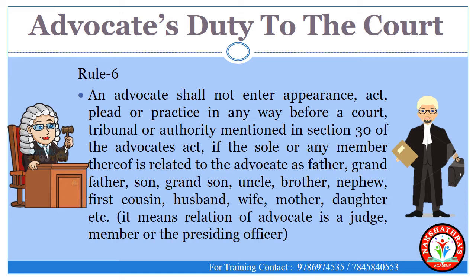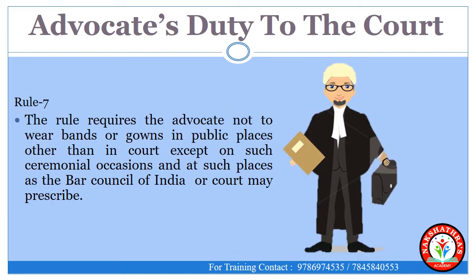Rule number 6 says that if any member of the court is related, like if the judge and the advocate have a relationship of father, mother, brother, sister, son, grandfather, grandson, uncle, aunt, nephew, cousin, husband, wife, or daughter, they could have any relationship. So this relationship should not be brought inside the court. When they are representing in the court, they have to represent as an advocate and as a judge. The family relationship should not be brought inside the court.